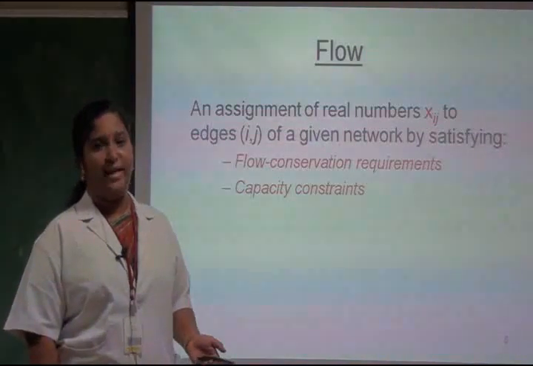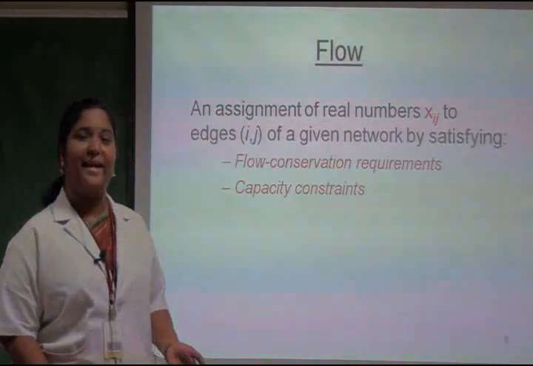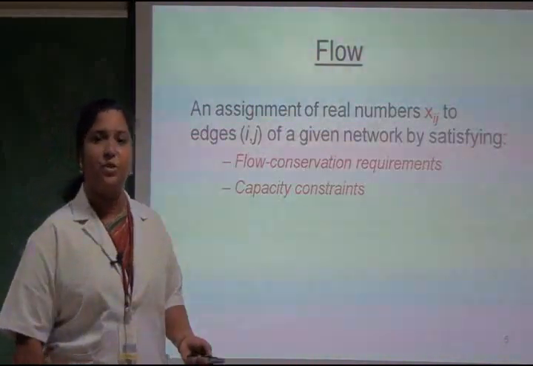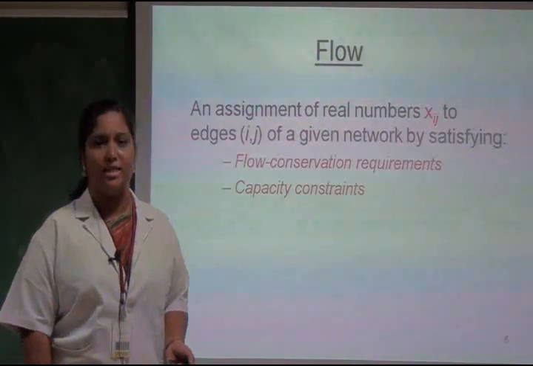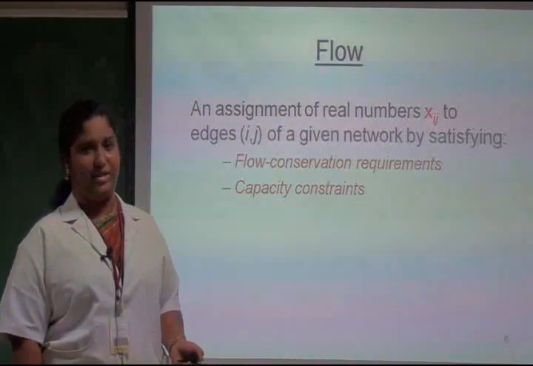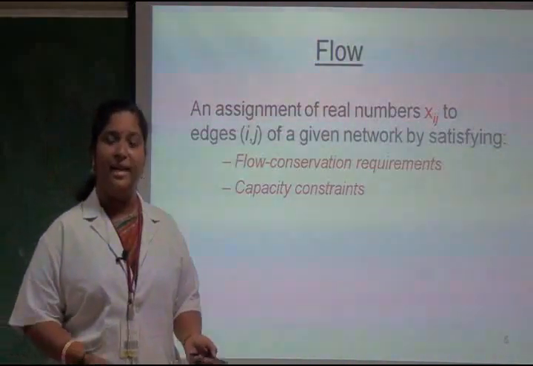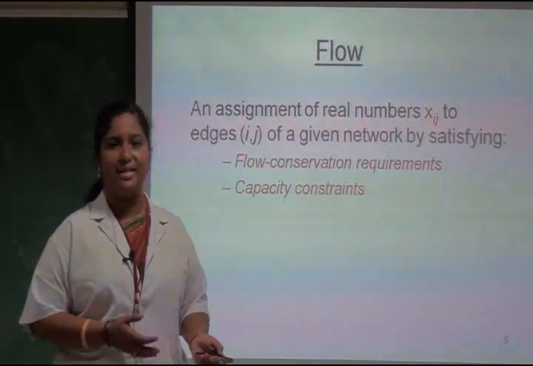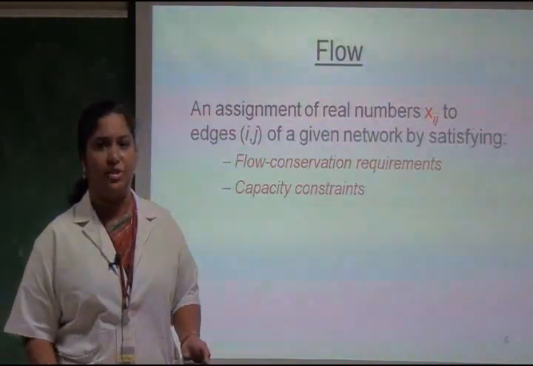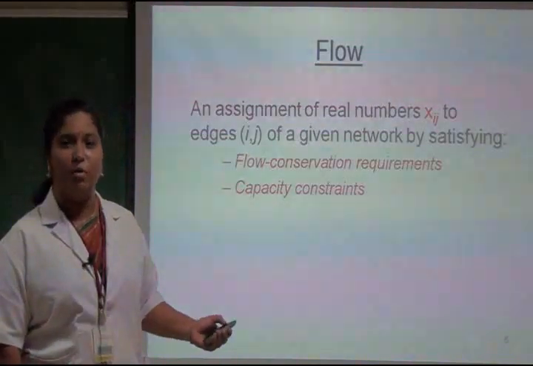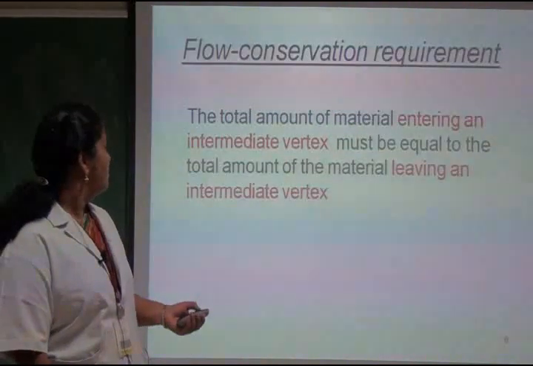So flow is actually an assignment of a real number xij to each edge of a given graph by satisfying two conditions called flow conservation requirement and capacity constraint. Here xij represents the actual amount of material which is sent from vertex i to vertex j through an edge (i, j). And first let us see what is a flow conservation requirement.